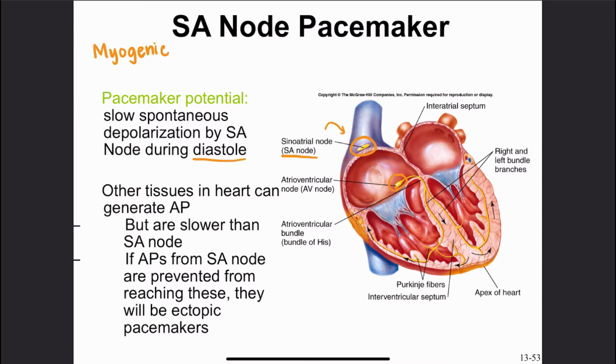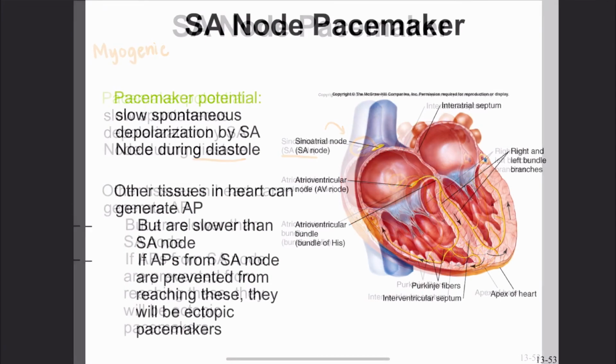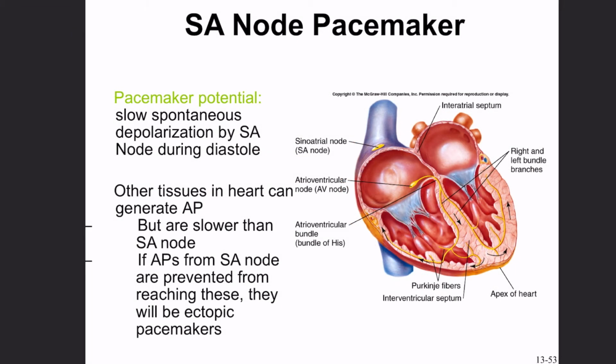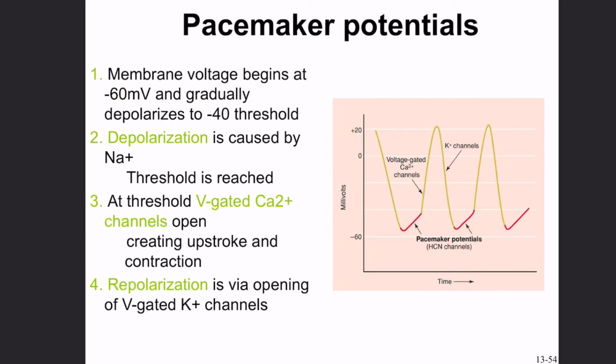And so if your SA node for some reason didn't work or wasn't effective, or the tissue got damaged for some reason, the atrioventricular node is able to set the pace of the heart. However, it does it at a much slower pace where it would be bradycardic. How the AV node can act as a pacemaker if the SA node isn't working is called an ectopic pacemaker. So pacemaker potentials are something that is specific to cardiac tissue, the SA node.